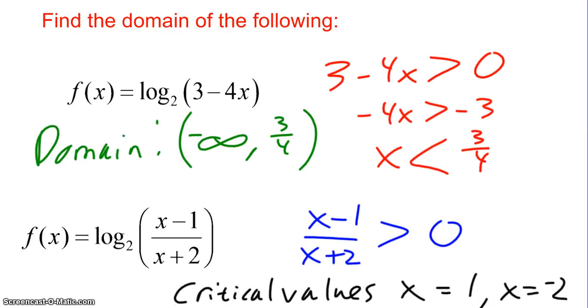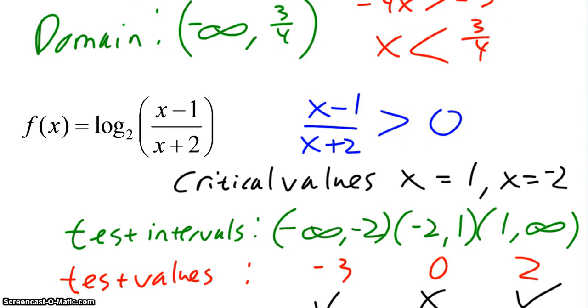So pause the video. Okay, so if we look at the one on the top, log base 2 of 3 minus 4x, well, what do we care about to find the domain? We know that what we take a log of has to be greater than 0. So I set 3 minus 4x greater than 0, solve for x, I get x is less than 3/4, therefore my domain is negative infinity to 3/4.